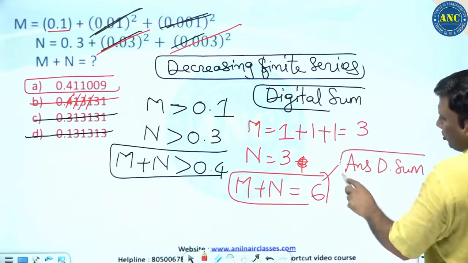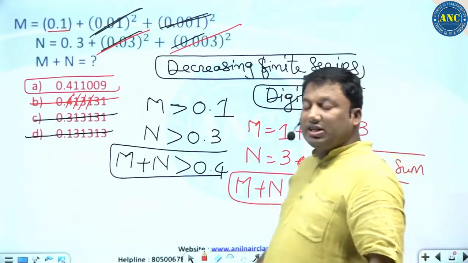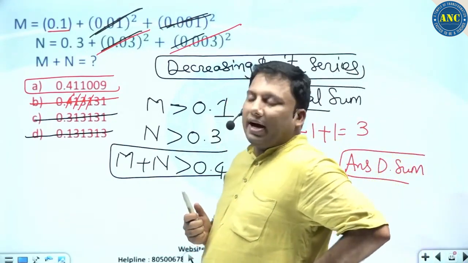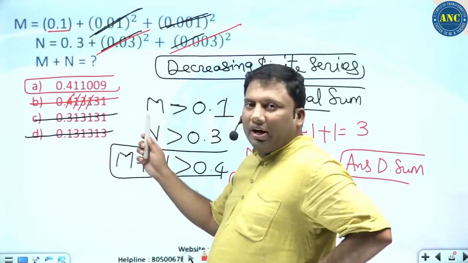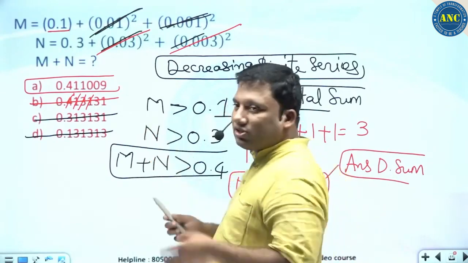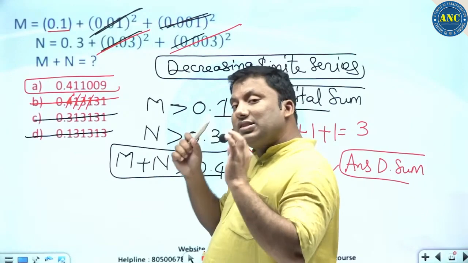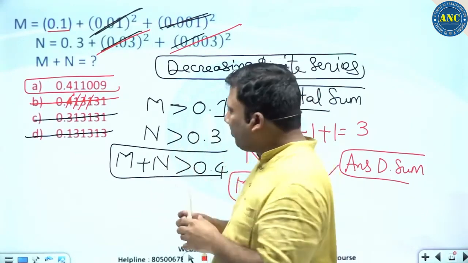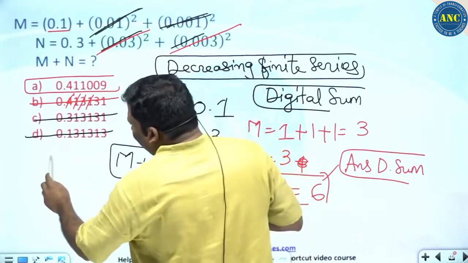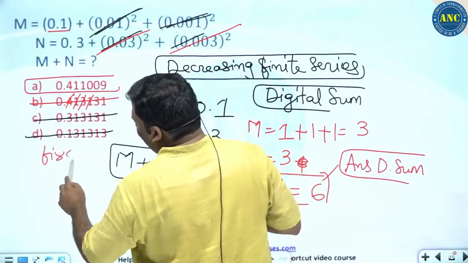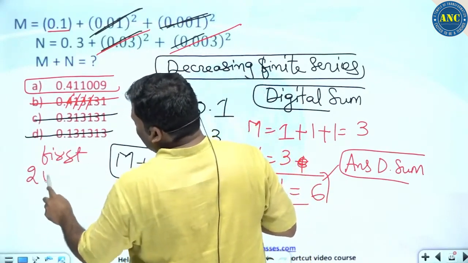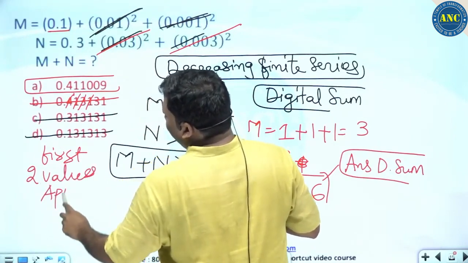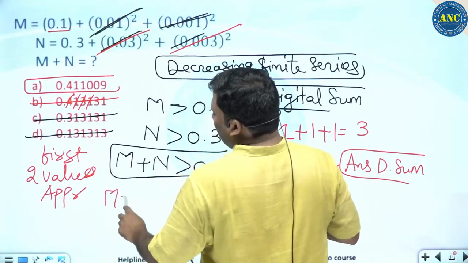The digital sum should be 6. I hope the idea is clear. 0.4110001. Right? In case there is more than one answer option with digital sum 6, go for the first two values approximation. How to do the first two values approximation?